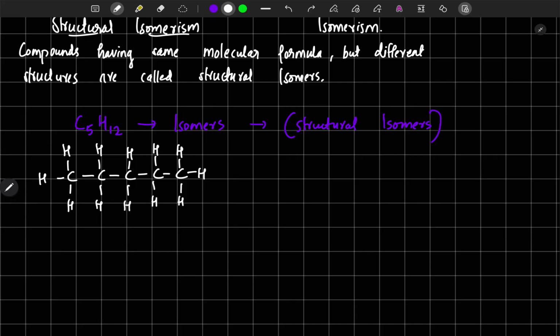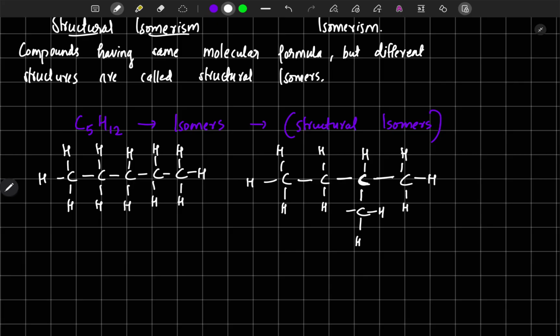Now for the second isomer, I need to change the attachment of carbon. I can take the 5th carbon and attach it here. It's fine, right? I got an isomer. So just fill the hydrogens. This will be the second isomer. I only want to attach one hydrogen to this carbon because it already has 3 bonds. That is why. Now I will attach the other hydrogens. Okay, I got one isomer.